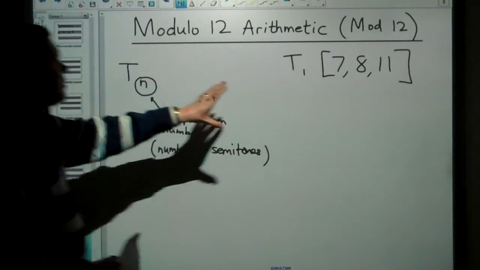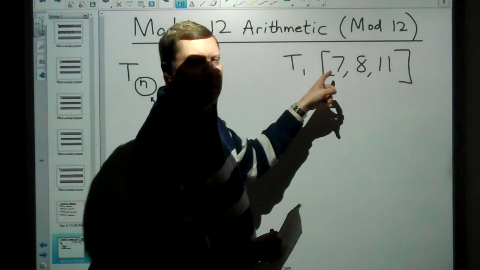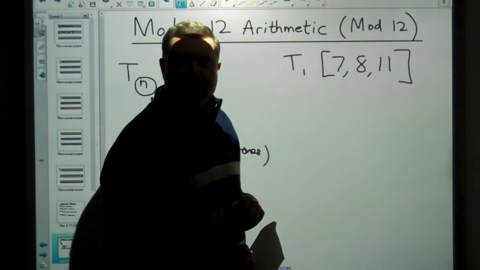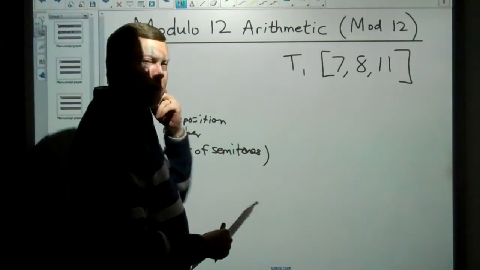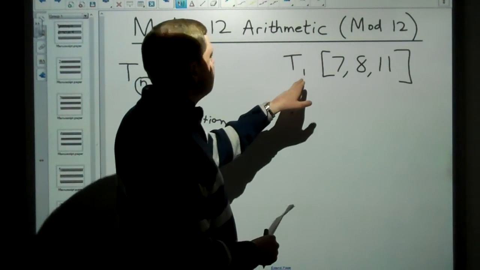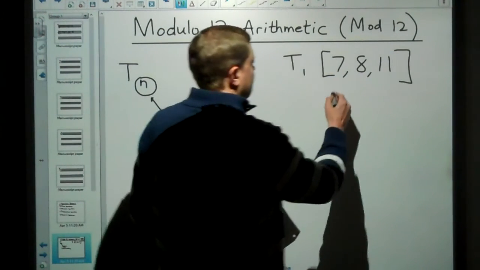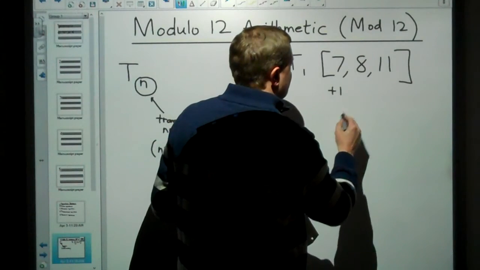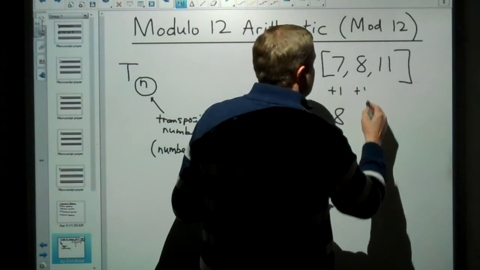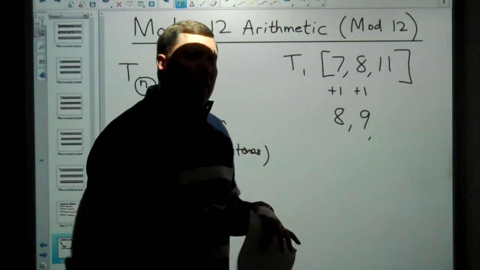What this symbology is telling me to do is transpose the pitch class set 7, 8, and 11 up one semitone. That's pretty easy. All I have to do is take the transposition number and add it to every member of the pitch class set. So 7 plus 1 is 8. Remember we're using mod 12 arithmetic. 8 plus 1 is 9, and 11 plus 1 is 12.